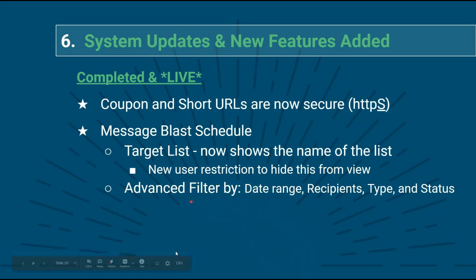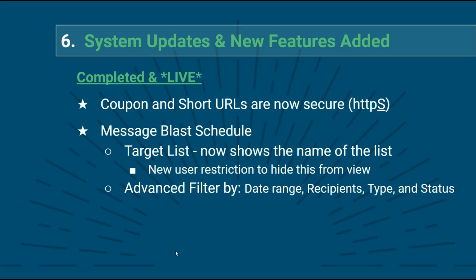And then we also launched this earlier this week. It's an advanced filter on the blast schedule, and it allows you to search or filter by date range, recipients, type, and status. For recipients, you can target anybody or search for anybody that's a target list or all contacts. Type would be a blast or a trigger message, and status would be the actual status of the message. Did it get delivered? Is it failed? Is it scheduled? Things like that.